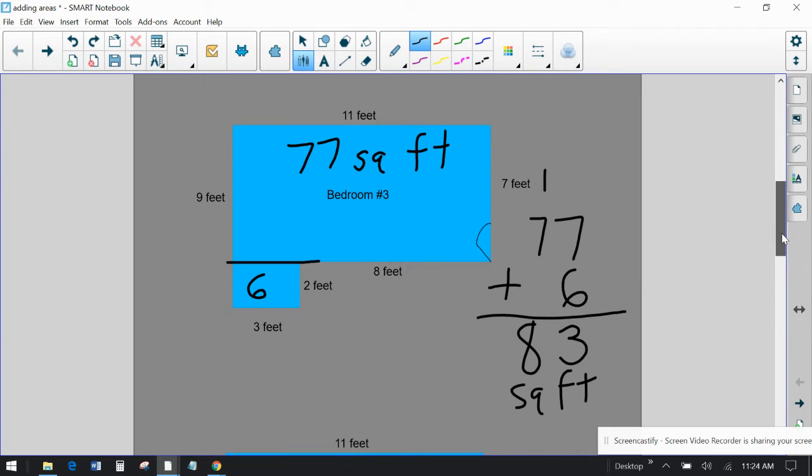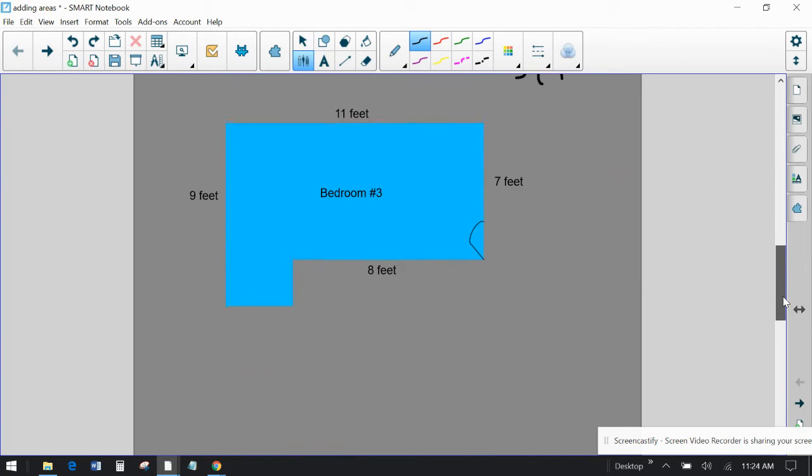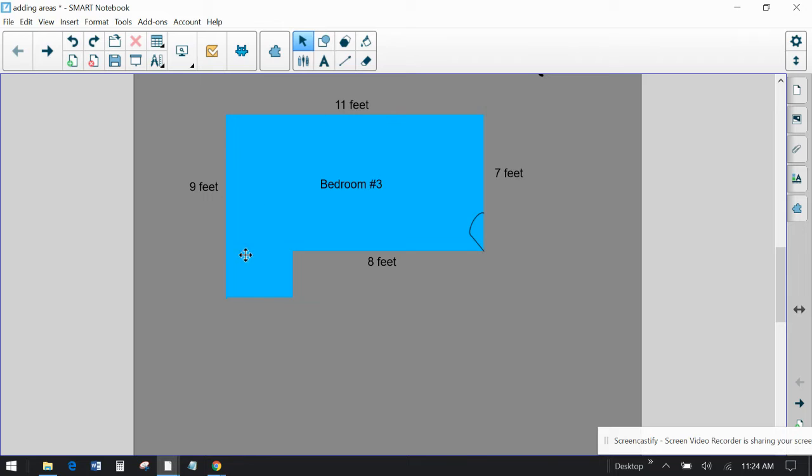Now, let's take a look at this same bedroom. We already know the answer. We already know what the area is. But I wanted to take a look at it in a different way because sometimes you're going to get these problems where you have missing values. If we wanted to cut it into 2 rectangles, we would need the length and the width of that closet, wouldn't we? Problem is we don't have it.